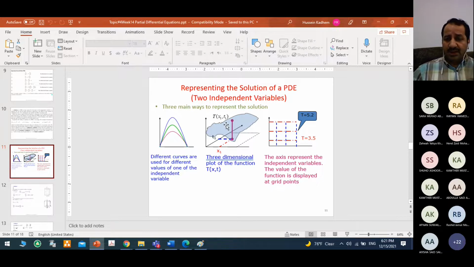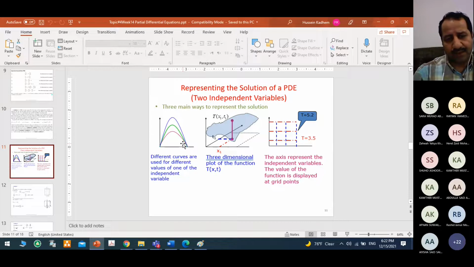Now, representing the solution for a partial differential equation. In ordinary differential equations, we have x and y, we sketch them, very easy. And if there are many curves, we are given an initial condition, we can find the final curve out of many. Now, for partial differential equations, we can represent them here using three main ways.